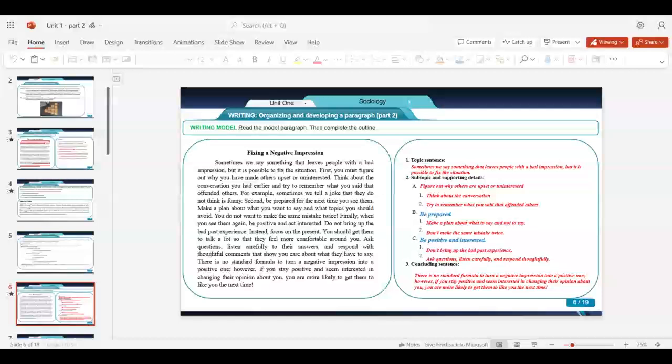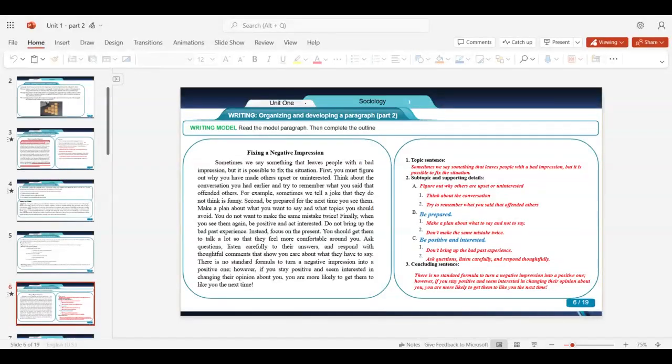We use this space in each and every draft or paragraph writing. It's called indent, and you just leave it. Then you start your paragraph writing according to our topic. This is the topic sentence: Sometimes we say something that leaves people with a bad impression, but it is possible to fix the situation. This is our topic sentence up to here.